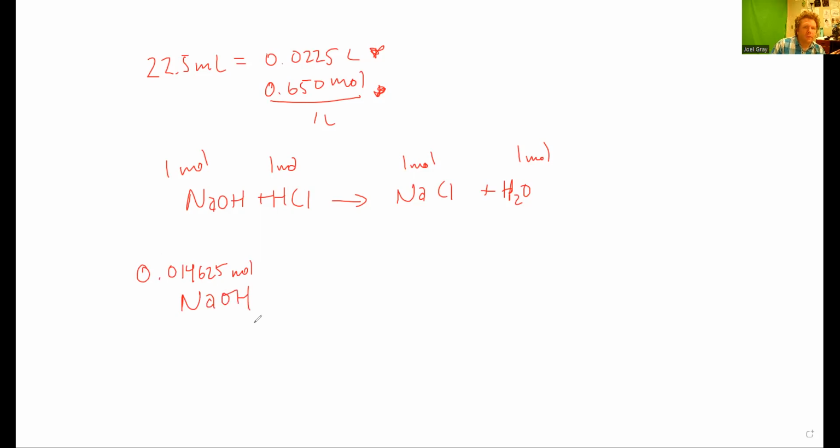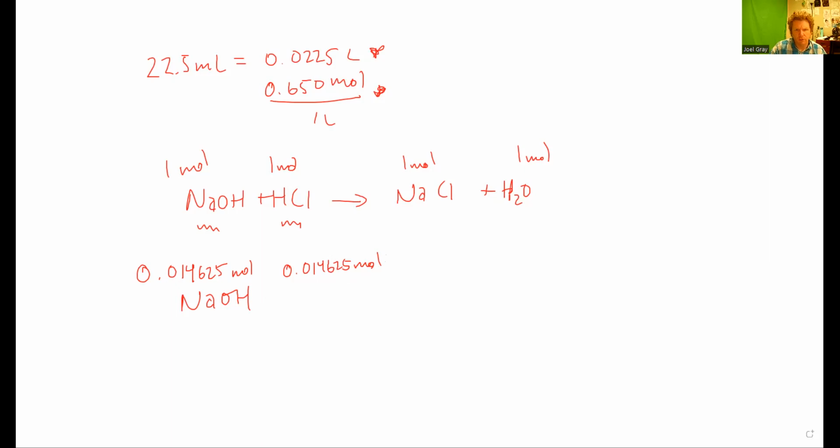Okay. Now this question says I'm completely neutralizing this base and this acid. So that means the number of moles of hydroxide that I added is equal to the number of moles of acid that were present. So that means there were 0.014625 moles of HCl. Now the question that's being asked is, what is the concentration of this solution?